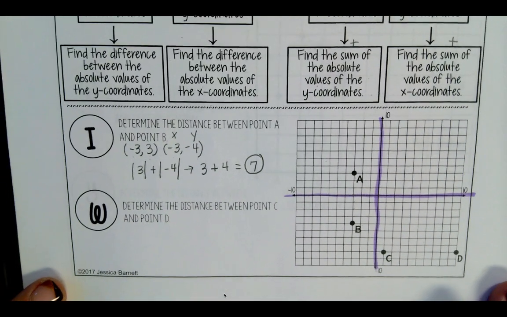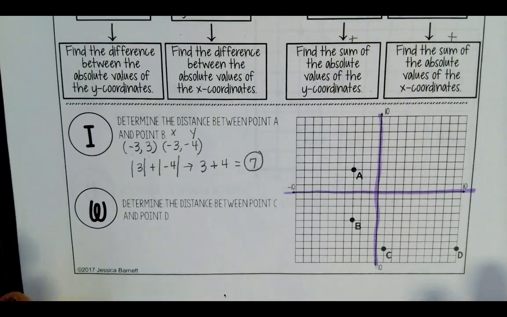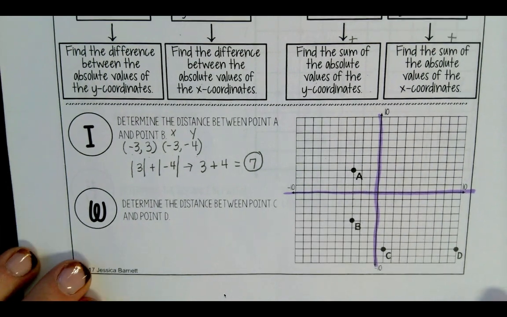All right. Determine the distance between point C and D. So what do I have to do first? What did I do here? Okay, listen everybody. You want to write down the ordered pairs. I know that's what you're trying to say, okay?